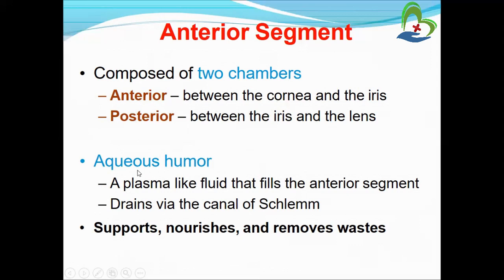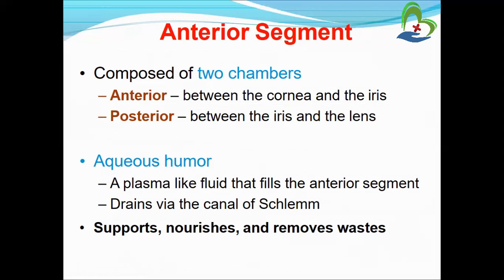So aqueous humor. Same as vitreous humor, aqueous humor is also present on the anterior side. It is a plasma-like fluid which fills the anterior segment. In the posterior, it is a clear gel-like fluid which is situated on the posterior side and transmits our light. So that is the vitreous humor.